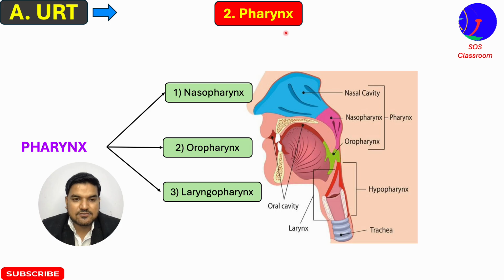Next part is the pharynx. So the pharynx is again divided into three parts. Number one, nasopharynx, just behind the nose. Oropharynx, just behind the oral cavity. And laryngopharynx, just behind the larynx. So you can see, this portion is called the nasal cavity. You can see this is the bluish portion, the nasal cavity. And this portion is called the nasopharynx. And this portion is called the oropharynx. And this is called the laryngopharynx. Laryngopharynx has another name, also hypopharynx. So these are the three portions of the pharynx.